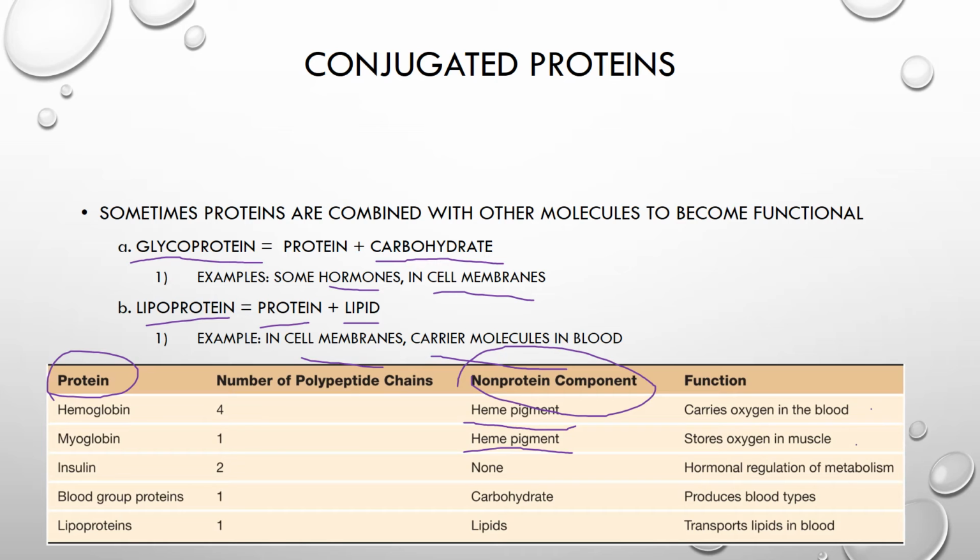Insulin has additional genes, and that's important for hormonal regulation. And then we also have blood group proteins like albumins, and these also have carbohydrates which help to produce different blood types, like our ABO blood type. And then lipoproteins, which have lipids and help to transport lipids within the blood.